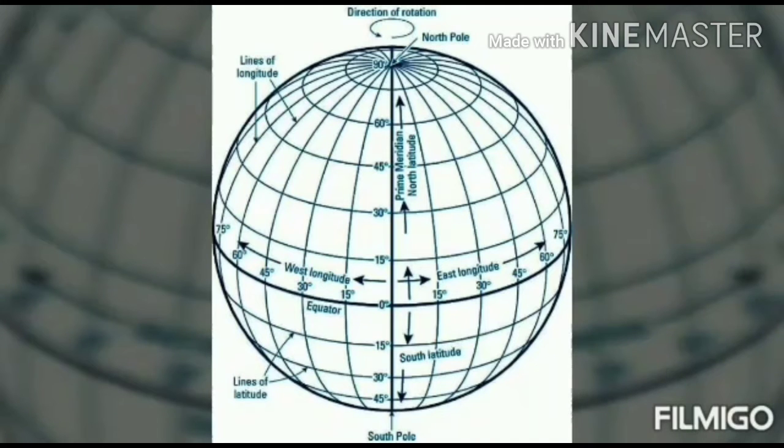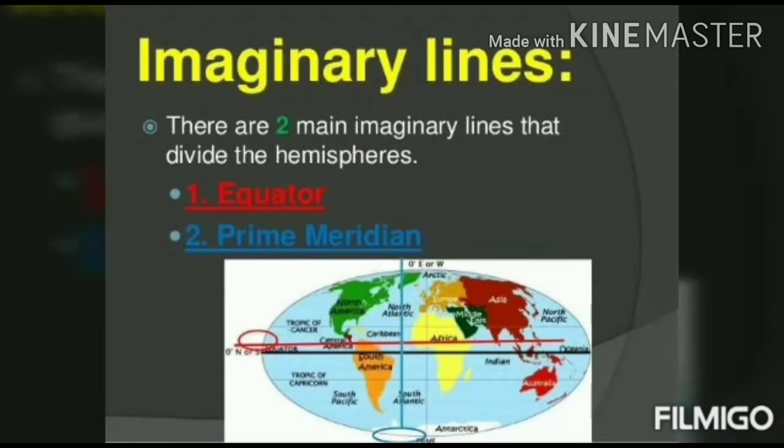Now students, what is the meaning of axis? Axis is the imaginary line on which the earth rotates. You can see in this picture, and now students, you can see so many lines in these pictures. So these are called imaginary lines. There are two main imaginary lines that divide the hemispheres. The first is the equator and the second is the prime meridian.